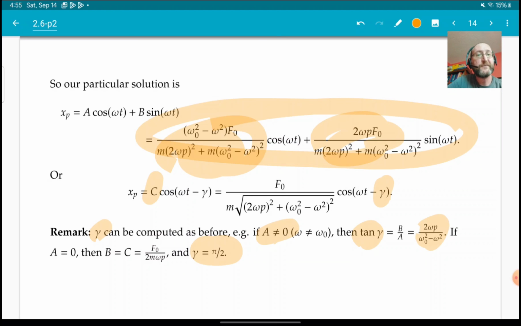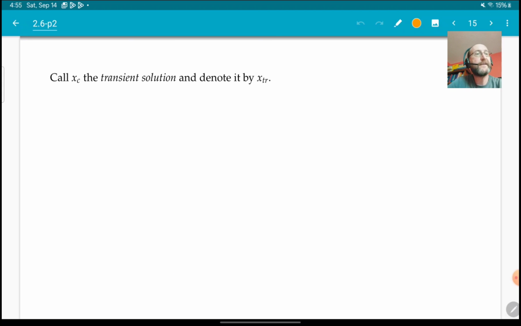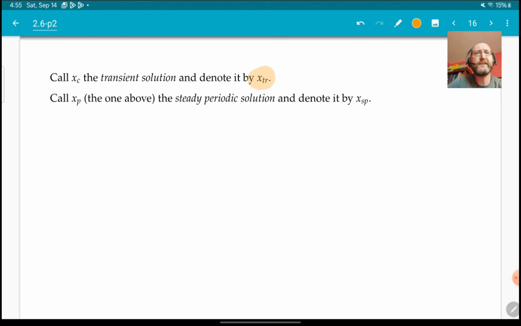So, all right, let's focus on that, right? We're going to give x sub c, the complementary solution, and x sub p, the one that we just found, different names. So x sub c is the transient solution. It's really because it's going away to 0. And we're going to call it x sub tr. And x sub p, we're going to call the steady periodic solution, and we're going to call it x sub sp.